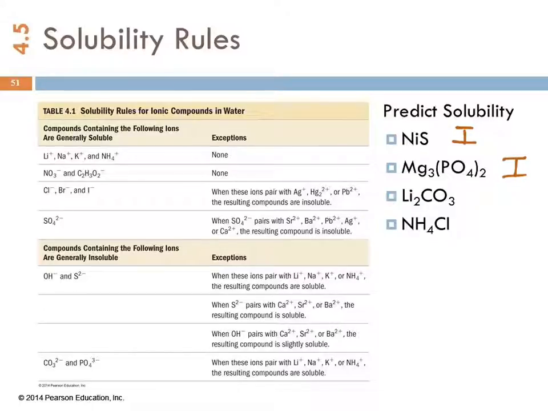Lithium carbonate, soluble. Okay, carbonates are generally insoluble, but lithium compounds are always soluble. So it's listed in the exceptions. How about ammonium chloride? Soluble, insoluble? Soluble. After you do a few examples, the rules are really not that hard to remember. Any questions? Remembering the solubility rules will not be a huge deal. Okay, it's a little deal.